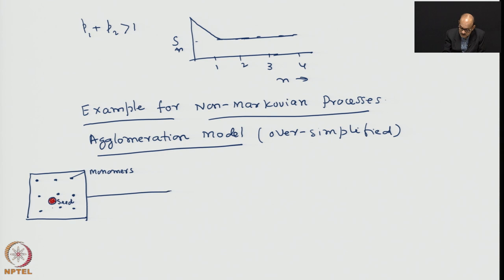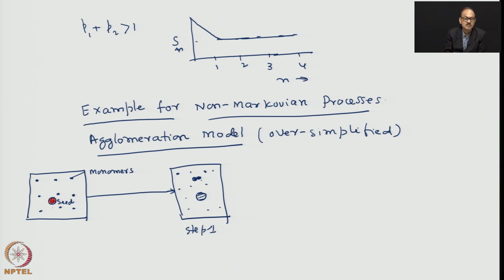So, what do we do? In the first step, in the same system, these monomers will be there, very large number, and of course, this seed particle will be there. At the end of step 1, with some rule, with some probability, we allow one dimer particle to be formed, a small collection of two monomers. It is much smaller than this seed particle. So, we allow the formation of a dimer with some probability p, and with the probability 1 minus p, there will be no dimer formed. So, there are two options.